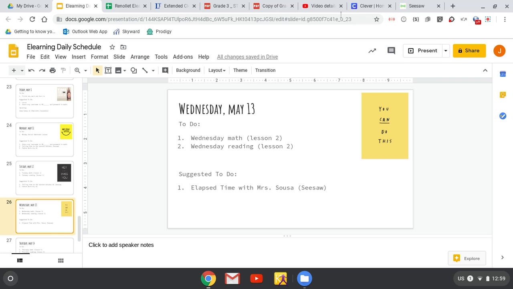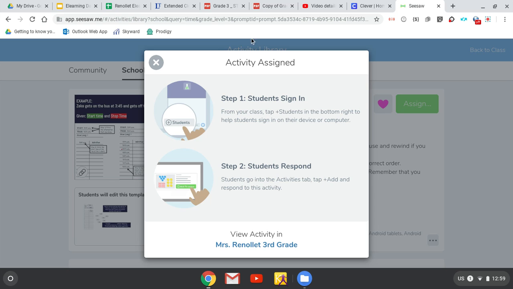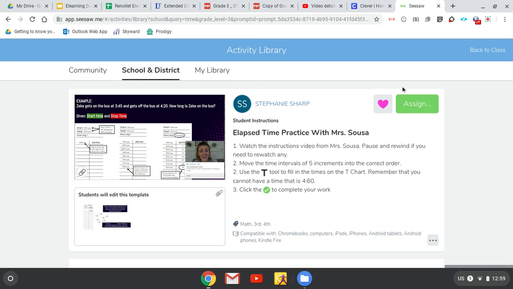So if you were working on Seesaw, you will see an activity assigned to you that looks like this. Elapsed time practice with Mrs. Sousa. You're going to watch the video here to learn about what is elapsed time and how do we practice it. And then you're going to follow her example and complete one of your own.